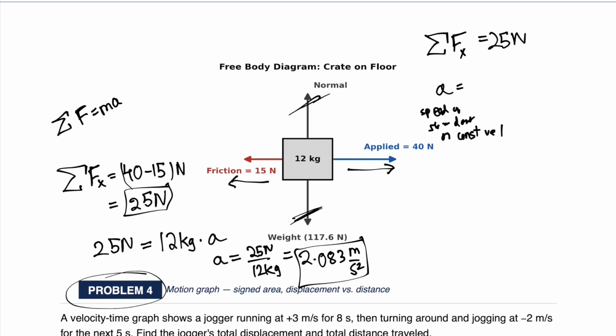And then it's going to the right, right? Because the applied force, the net force, 40 newtons, is in this direction. So if the net force and the acceleration are going to be in the same direction, that means it's obviously going to speed up, right? The applied force and the net force are in the same direction, so it's going to speed up. If the applied force was in a different direction than the net force, then it would slow down.